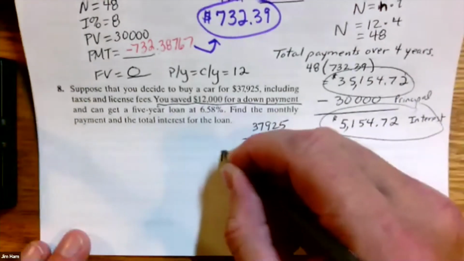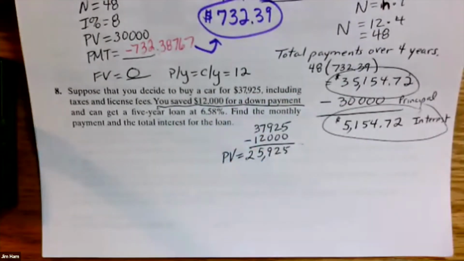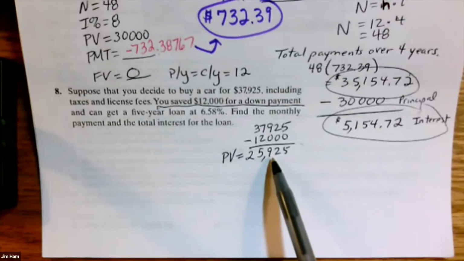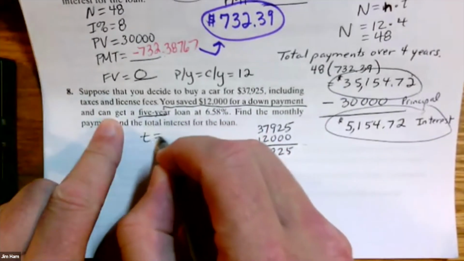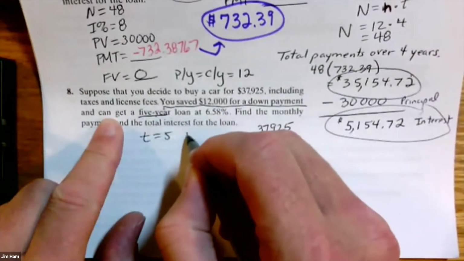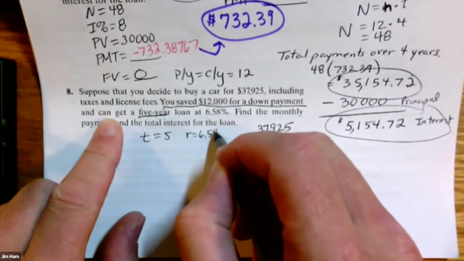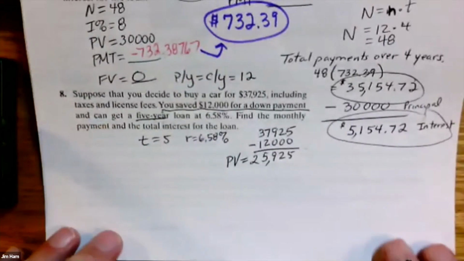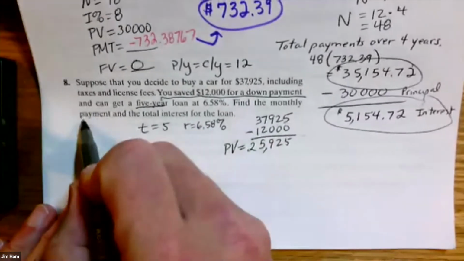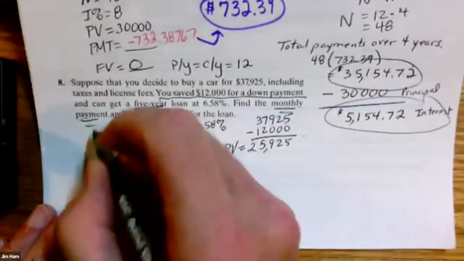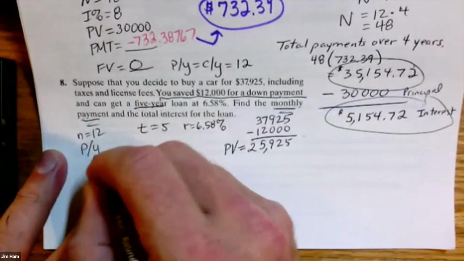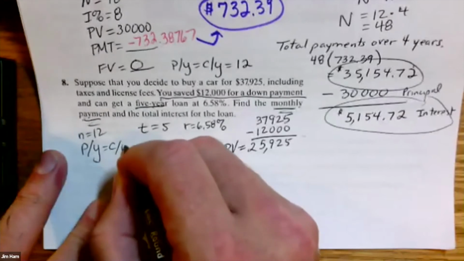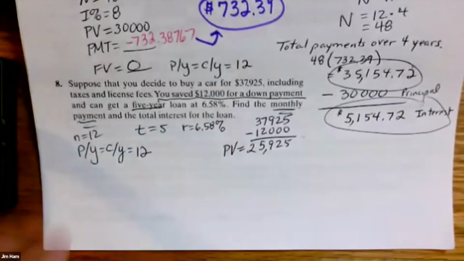All right, so the present value then is related to the amount that we borrow. And so that's going to be the amount after we subtract the down payment. All right, so you can get a 5-year loan for a rate of 6.58%. And then find the monthly payment. So the little n is 12, and then that makes the payments per year and compounding periods per year also 12.